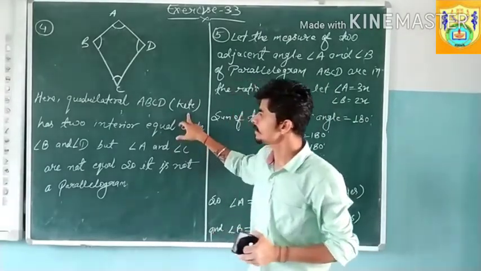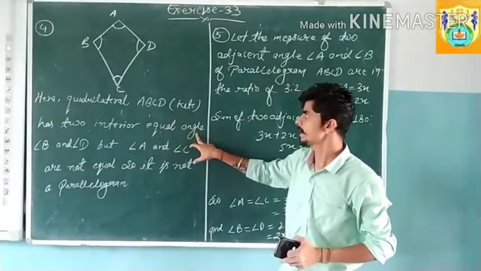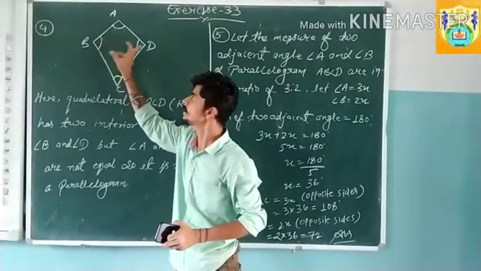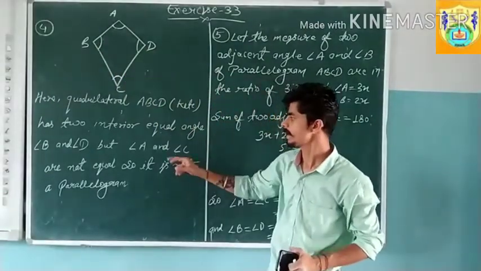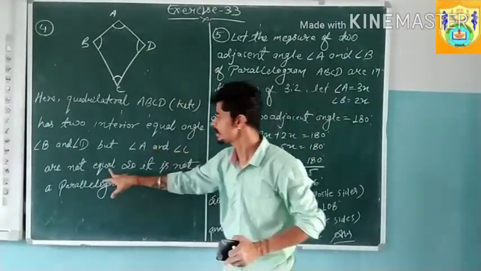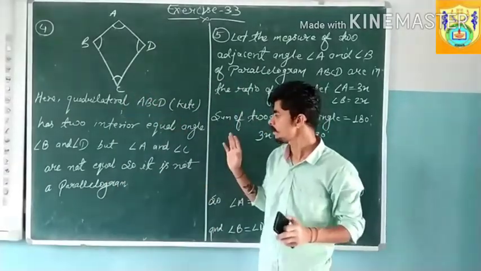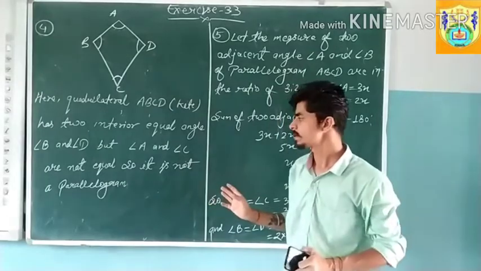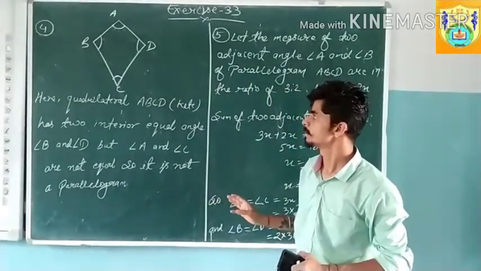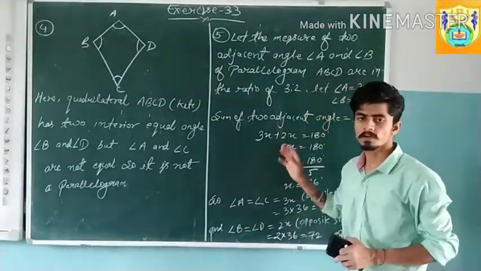This quadrilateral ABCD, which is a kite, has two interior equal angles, but angle A and angle C are not equal. Angle A and angle C are not equal, so it is not a parallelogram. So let's move to the next question.